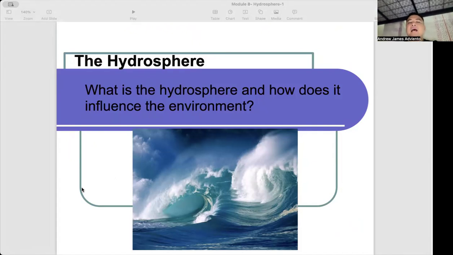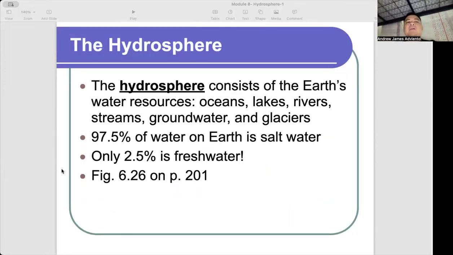Okay, so what is hydrosphere? The hydrosphere includes all water on Earth. That could be the oceans, the rivers, the lakes, the groundwater, glaciers, the ice in the polar regions, and even water vapor in the atmosphere. Now, but not all water is equal. 97.5% is salt water. Only 2.5% is fresh water. So even if Earth is full of water, usable water is actually very limited.